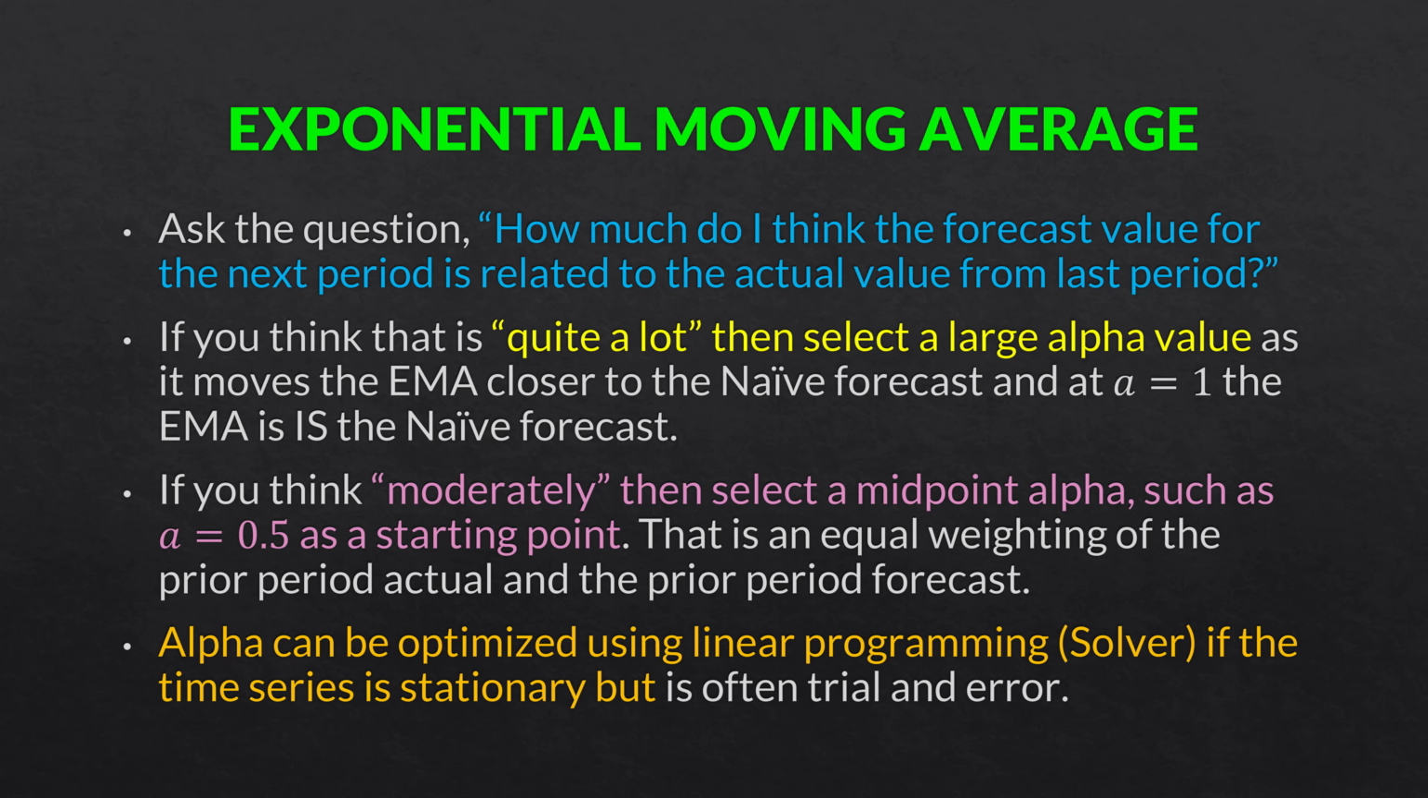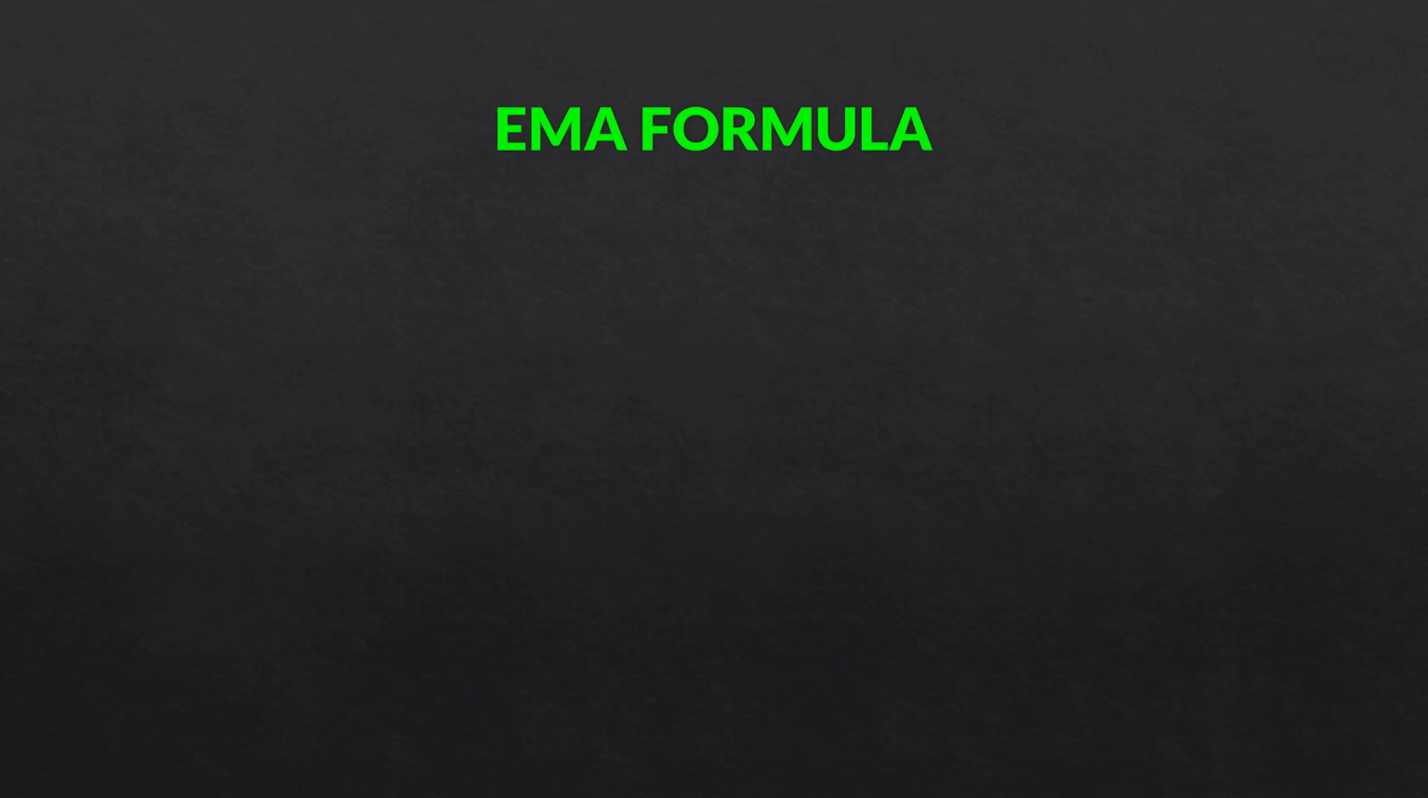Now, alpha can be optimized using linear programming, for example, Solver in Excel, if the time series is stationary, but it is often trial and error. So here is the EMA formula.